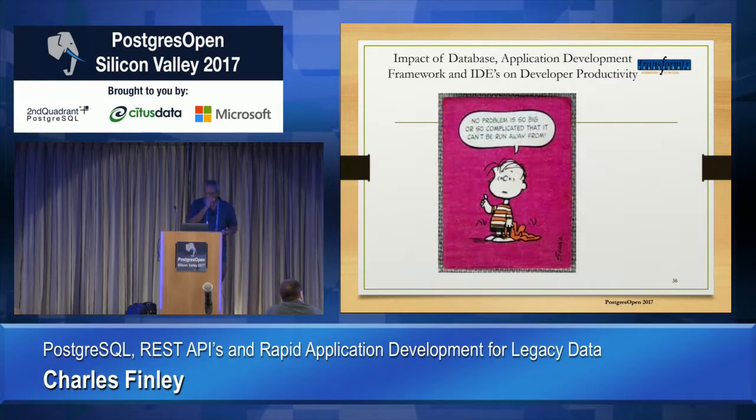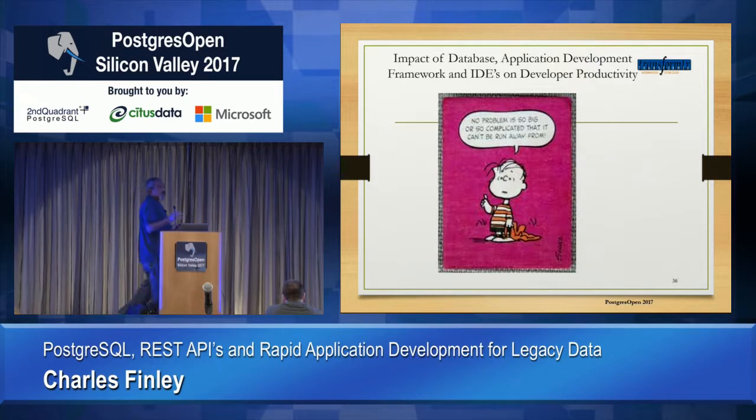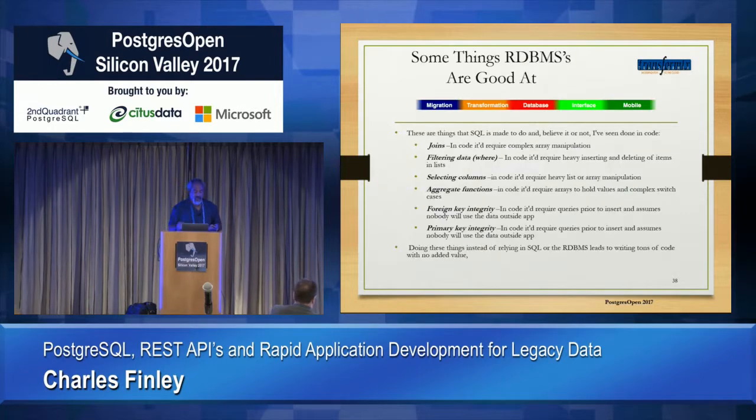Okay, so now we get to another part right here. There's Linus from the Peanuts cartoon, and he's saying there's no problem so complicated or so big that you can't run away from it. And that's what this is about. We're running away from the problem of programming and having to do a whole lot of work. So this is our motto right now: code avoidance. Avoid coding until absolutely necessary. Only write programs that you have to write. And that's my overriding philosophy.